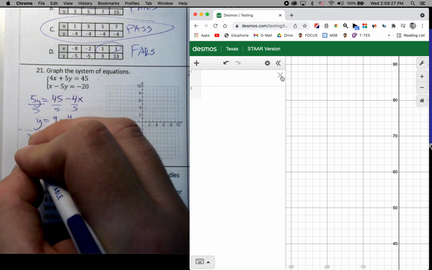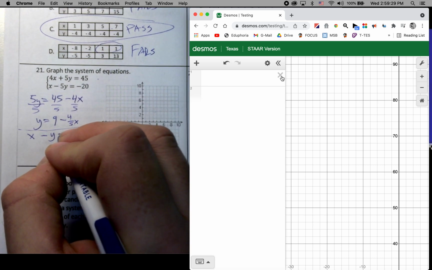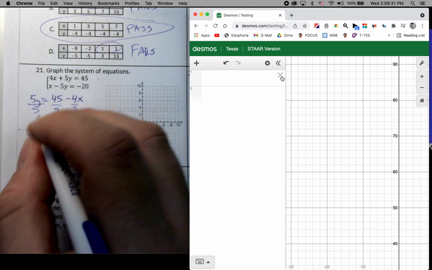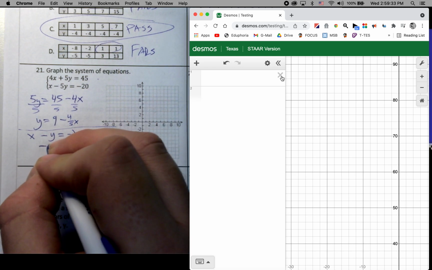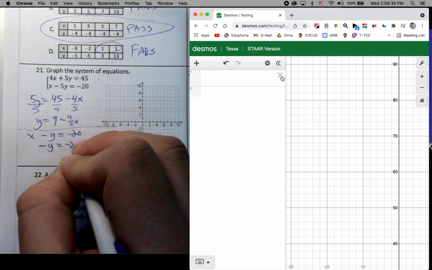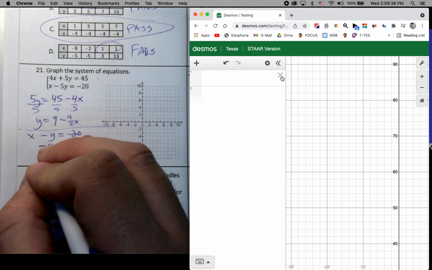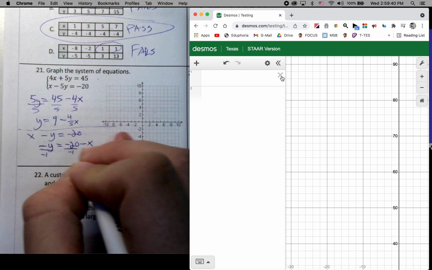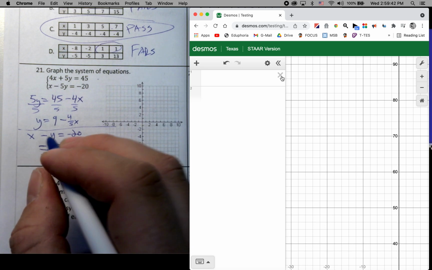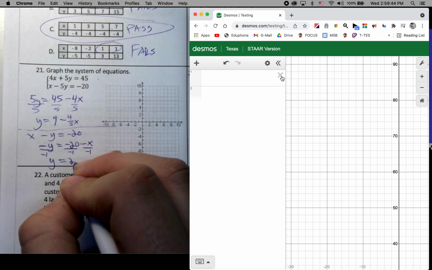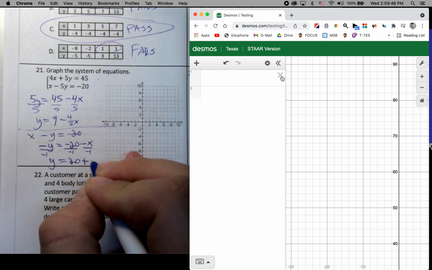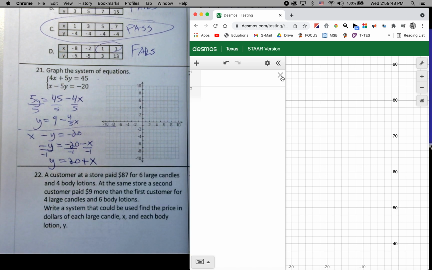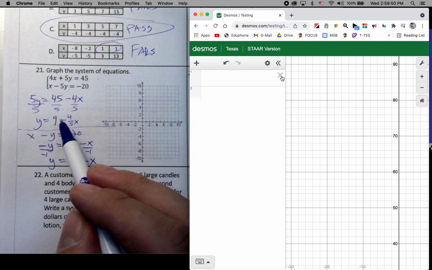x minus y equals negative 20. Subtract the x, so that's a positive x. When it moves over, it becomes negative y equals negative 20 minus x. And then I need to divide everything by negative 1. Okay? So that changes that into y equals positive 20 plus x. Okay? So these are in slope-intercept form.